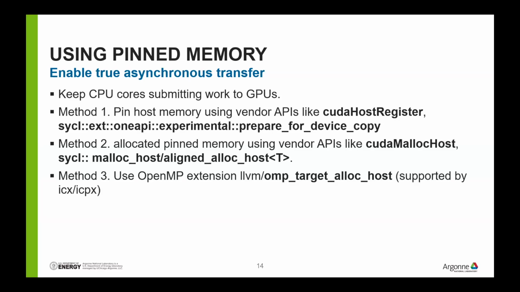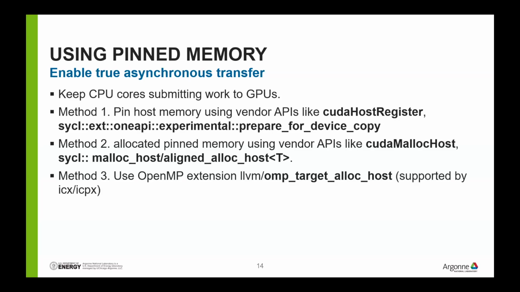The second way is, if you don't use malloc, you can directly allocate the pinned memory. For CUDA, for Polaris, you can do cudaMallocHost. And for SYCL, it has two versions. Some need the aligned version, you can use aligned alloc host. So by doing that, you can achieve the host memory being pinned.